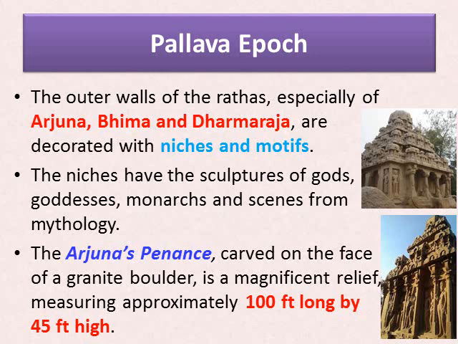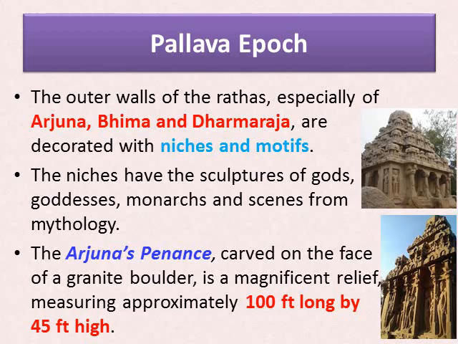A boulder is a fragment of a big size rock which is difficult for a person to move. So it is made up of a single stone, and it is granite. It is a magnificent relief measuring approximately 100 feet long by 45 feet high. Dear children, what you see in the picture is Arjuna's Penance, or the Descent of the Ganges. It is measuring 96 by 43 feet.